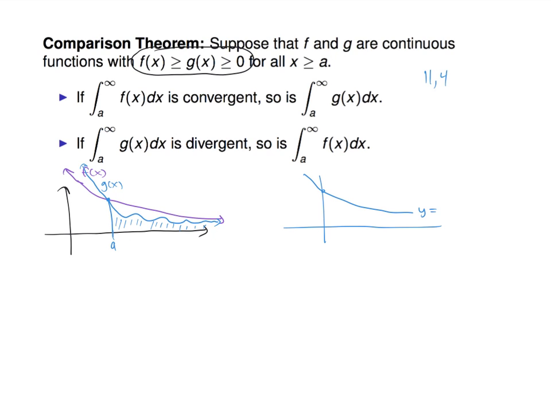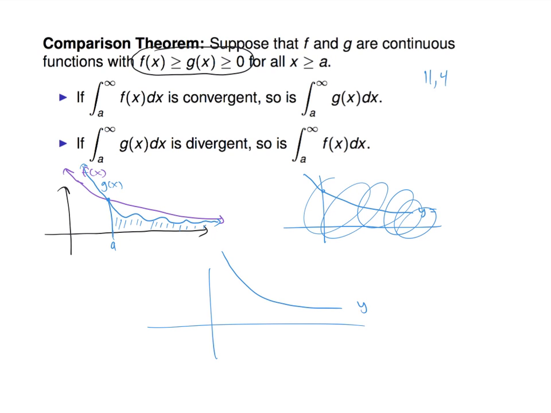Okay, so let me draw this. Y equals 1 over x. They intersect at 1, right? Y equals 1 over x squared, yes? So it's just not the proper relationship to determine convergence or divergence, right? 1 over x is above 1 over x squared. Does that make sense? So you can't make a conclusion comparing those two things. And vice versa, 1 over x squared convergent doesn't mean the bigger one does, right?